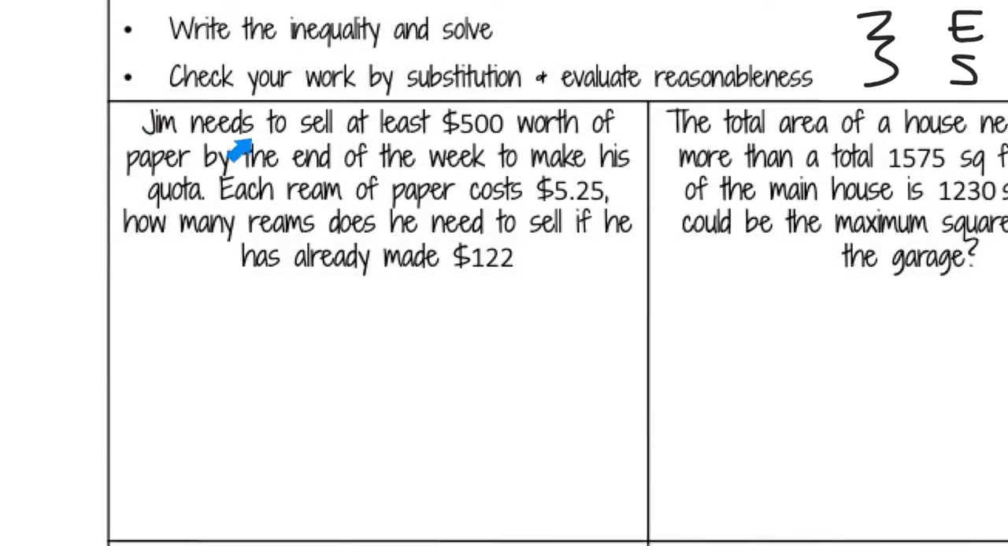It says, Jim needs to sell at least $500 worth of paper by the end of the week to make his quota. Each ream of paper costs $5.25. How many reams does he need to sell if he has already made $122? So we're going to go through and circle our important numbers first. I see $500, $5.25, and $122.